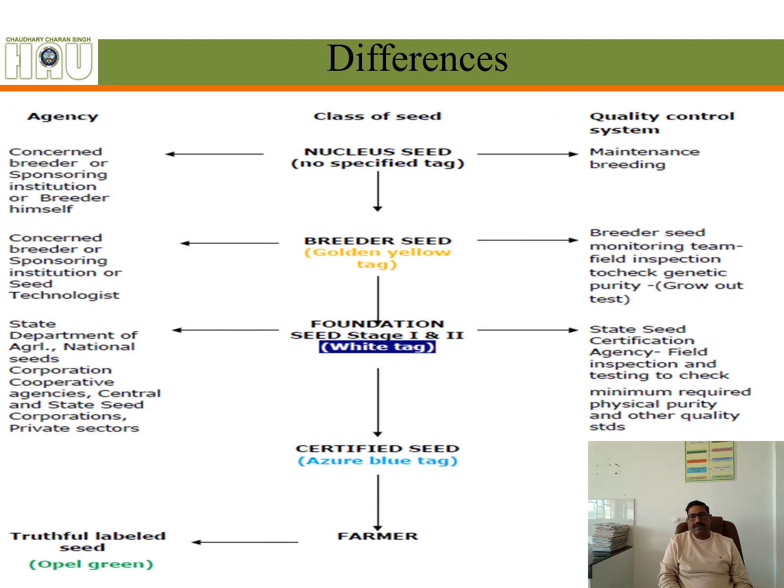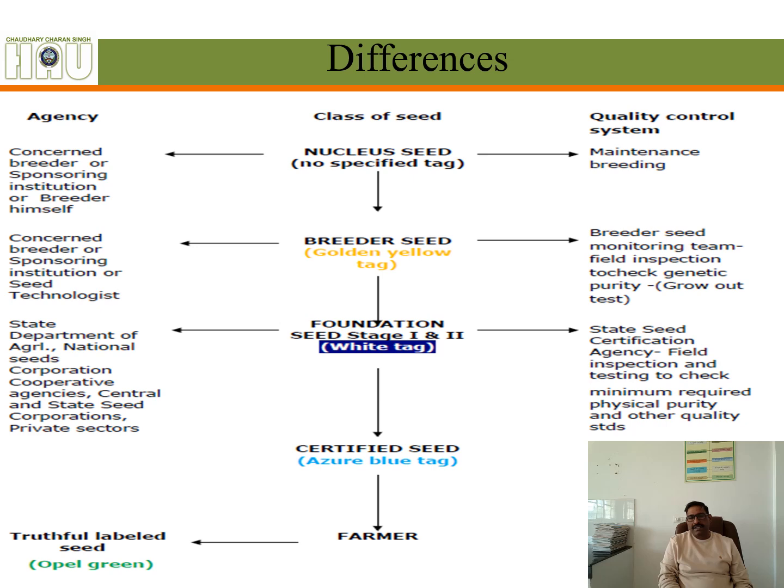Now, some more information about the different classes of seed. The nucleus seed has no specified tag, and the quality is maintained by the concerned breeder, sponsoring institution, or the breeder himself. The next is breeder seed. A golden yellow tag is specified for this seed, and the monitoring and breeding inspection is done by the concerned breeder, sponsoring institution, or the seed technologist.